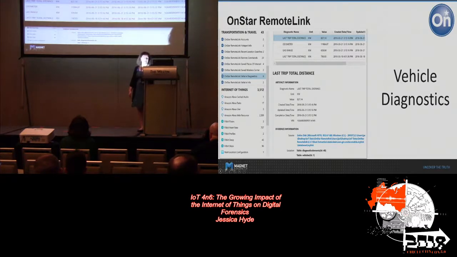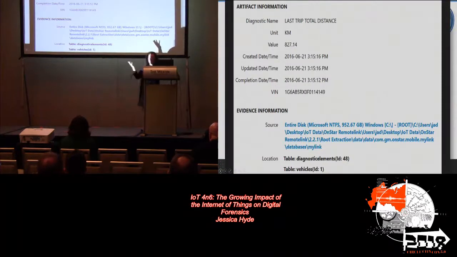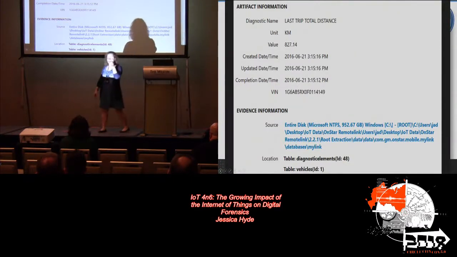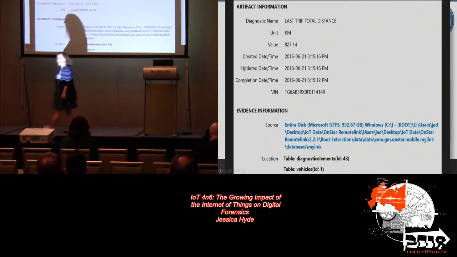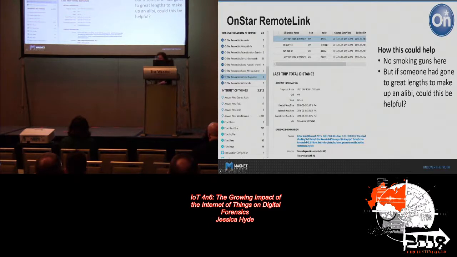Now we've got vehicle diagnostics. Maybe this isn't as sexy because it's just diagnostic information, like your last trip total distance. That one doesn't seem so diagnostic-y. It tells me how long you were driving your car your last trip, or how long it was till you set the odometer. But it's actually the trip itself. So not necessarily a smoking gun, but if somebody went to a lot of lengths here to establish an alibi, or say they weren't doing something or were doing something, or that they drove to the grocery store, but their last trip was 500 miles, they might have gone a little bit further.